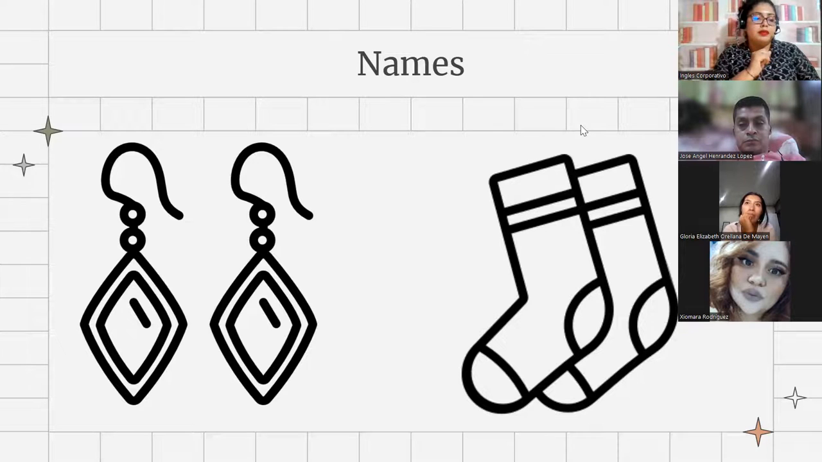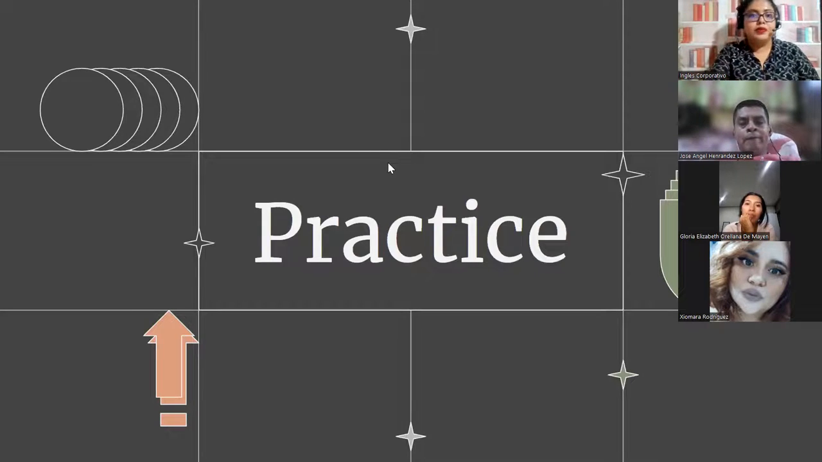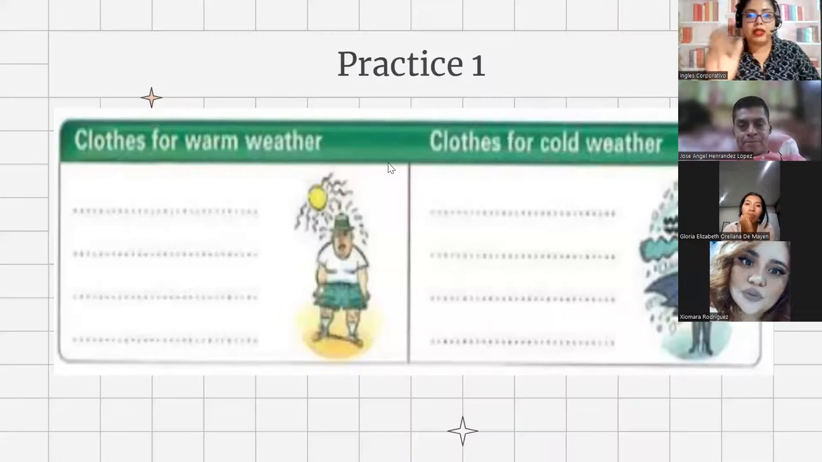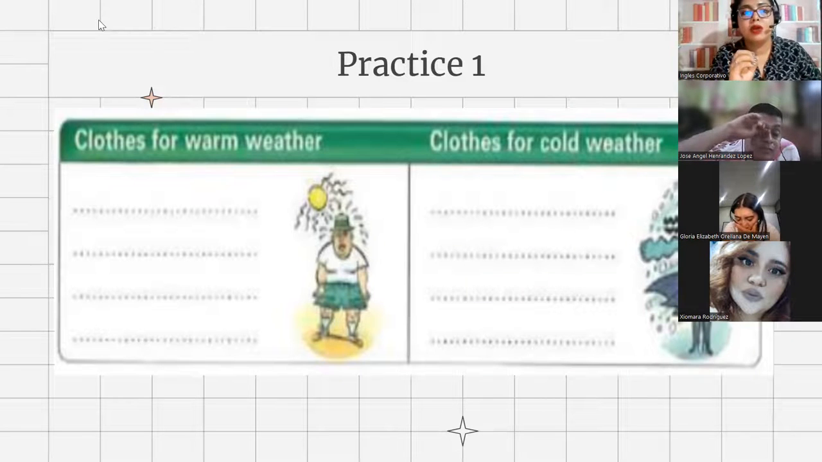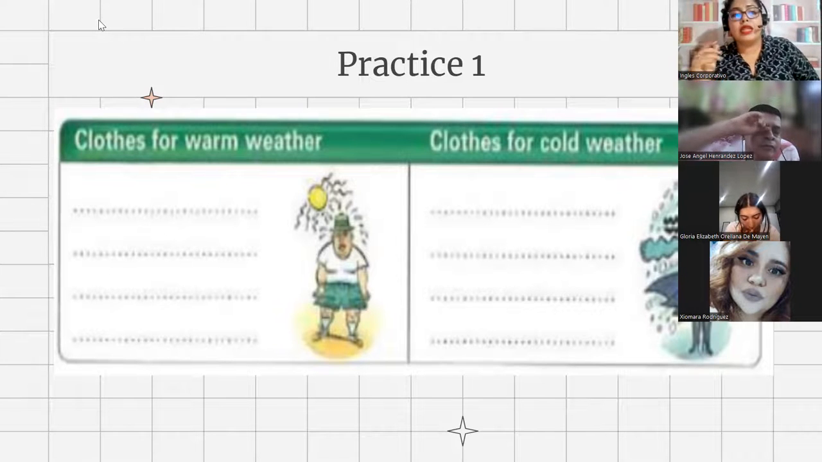We're not going to make a lot of things related to this part. Now, we have the first practice. We are going to see what is this one. What is this practice about? If you can see here, we have two different elements. We have clothes for warm weather and clothes for cold weather. Tenemos elementos de dos tipos. Ropa para un clima cálido, caluroso, y ropas para el invierno o para un clima frío. You are going to think about different elements that we can use for this kind of weather.